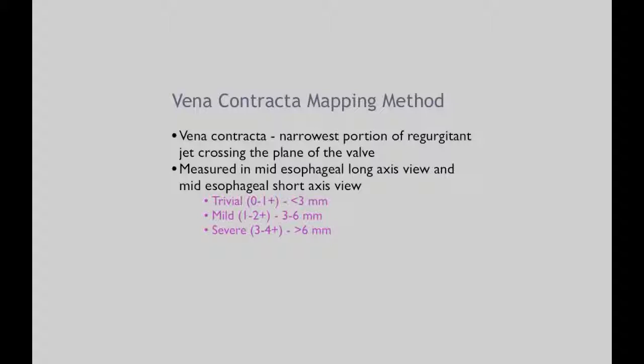Vena contracta is another important modality in assessing aortic insufficiency. To measure a vena contracta, you measure the narrowest portion of the regurgitant jet as it passes through the plane of the valve. It is most often measured in the mid-esophageal aortic valve long axis. You can also measure it in the mid-esophageal aortic valve short axis.